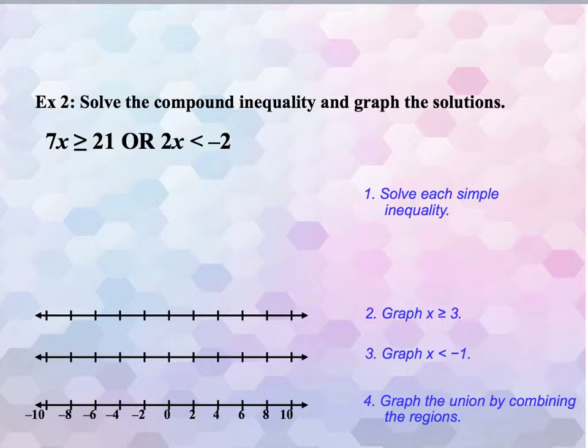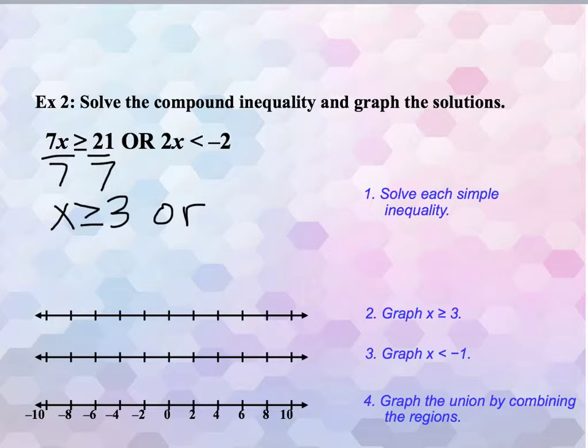Okay, here's our second example and our last example for this presentation for an OR compound inequality. Like I said, it's really nice because it already is separated and it says "or" right in the middle. So you know that your final graph should be handlebars. And if it's not, that means you made a mistake, so you need to go back and check your work. But let's go ahead and solve these two simple inequalities. For the first one, we're going to divide both sides by 7. And we get x is greater than or equal to 3.